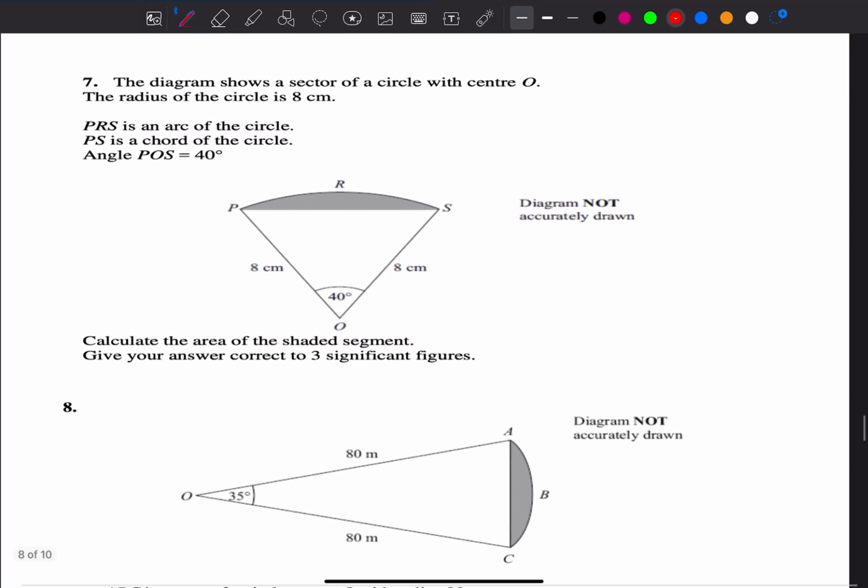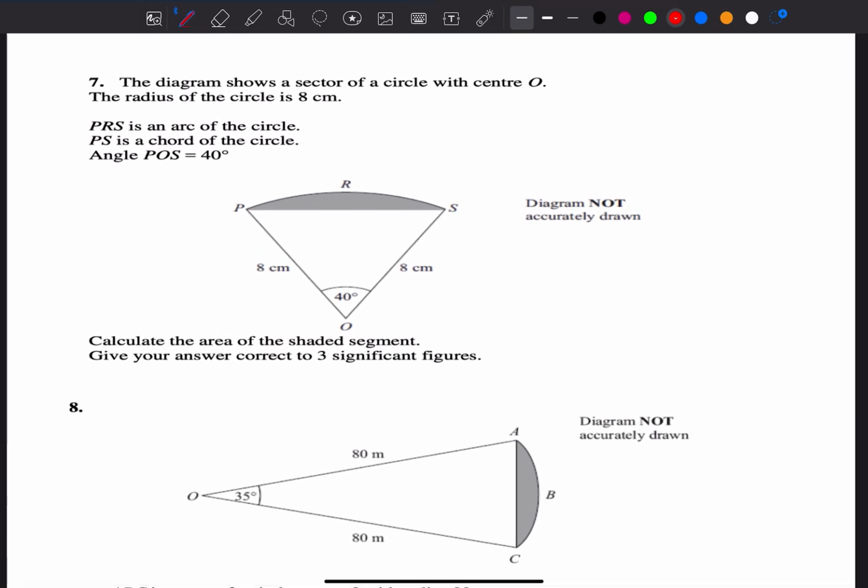Next one. Area of shaded. So remember, this is your segment question, yeah? Which is the area of sector. What is the area of sector? 40 over 360 times pi times radius, which is 8 squared. Take away area of triangle. Half times these two things. So that's 8 times 8, which is 8 squared, sine 40.